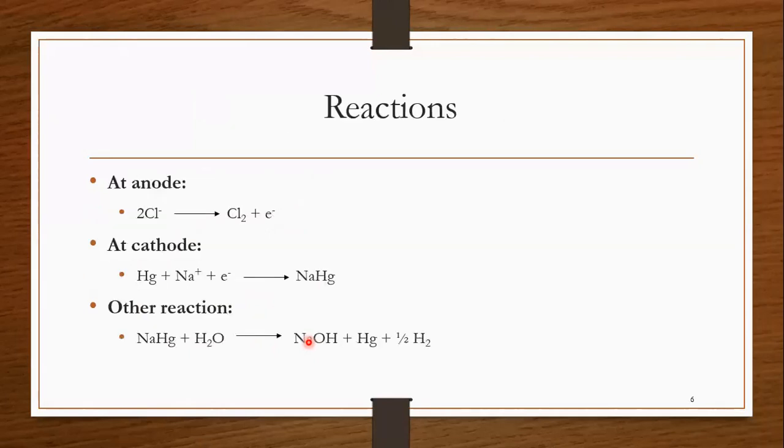At the anode, the chloride attaches to the anode and releases an electron. In this way, the chlorine gas is removed. At the cathode, there is a layer of zinc amalgam. The sodium and zinc amalgam react in the presence of an electron which passes from anode to cathode, and they convert into sodium amalgam. In the other chamber, when sodium amalgam reacts with water, they produce sodium hydroxide, mercury, and hydrogen gas.